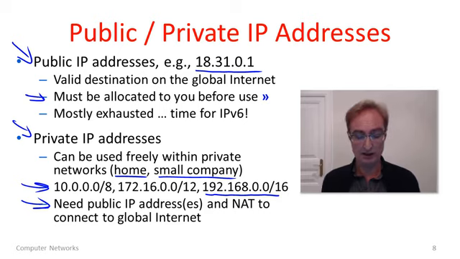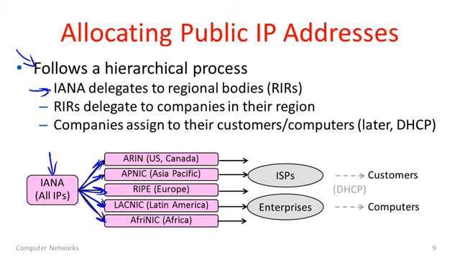Well, to complete the picture, let me finally tell you where these addresses come from. The allocation of public IP addresses follows a hierarchical process. In the beginning, on the left-hand side of this diagram, all addresses belong to a body called IANA. That's the Internet Assigned Numbers Authority. What IANA does is it owns all of the address space just de facto. It delegates different portions of the address space to all of these regional bodies. These are called RIRs, Regional Internet Registries, and they have different names.